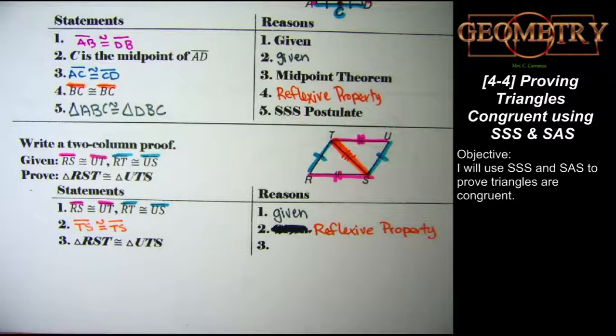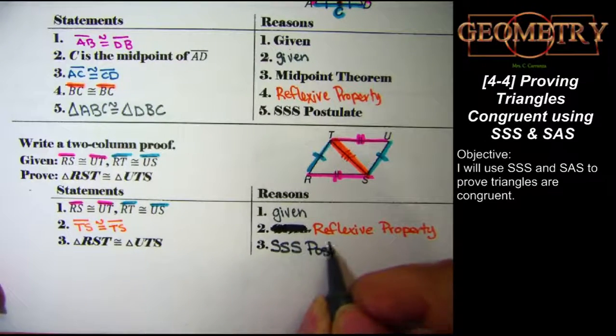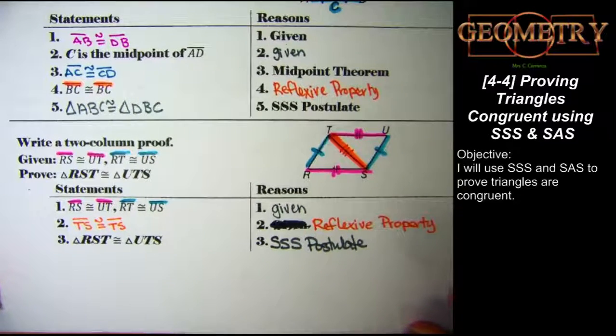According to our partially completed proof, we have enough information to state our triangles are congruent. Why? The side, side, side postulate. Yes, you may abbreviate this one to SSS. Because we have shown that all three pairs of sides are congruent to each other.